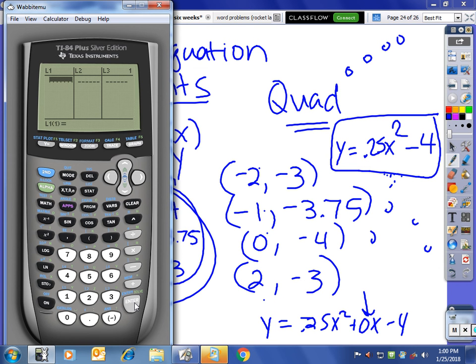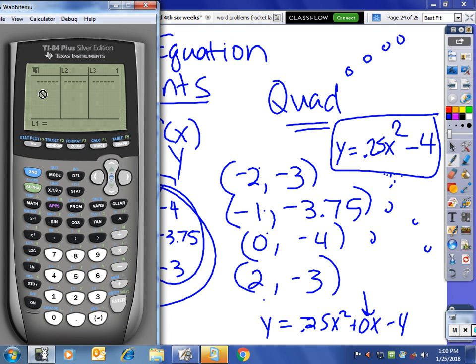Here's what you don't want to do. If I highlight the title, this is my X's right here. My L1 is my X's. If I hit delete, look what happens. What did it do? It deleted the whole X column on me. If I hit delete when I'm highlighted up there, it deletes the whole thing. How do I get it back? You got to reset the calculator.